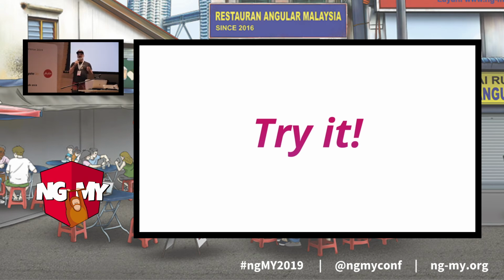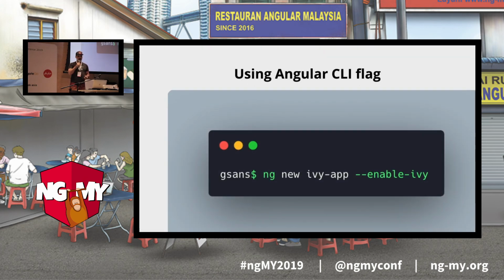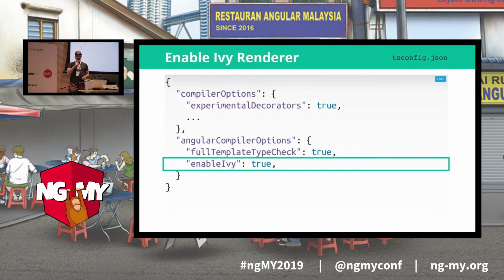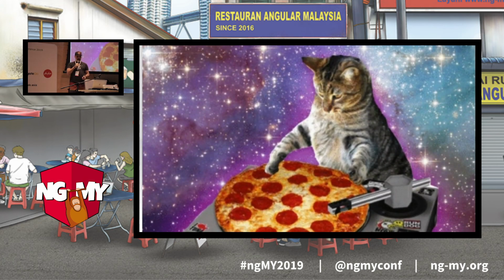So I just want to give you this call for action. Let's try it. We are in this phase where we are trying Ivy Renderer for different projects, and the core team is expecting people to give feedback and fix the bugs that may be in the code. So if you want to use Ivy today, you just need to run this flag. This is on the Angular CLI, so it's really easy. Enable Ivy. And if you already have your project running, you can also go into this configuration, Angular compiler options, and enable Ivy. Of course, you can do this on a branch. And the sky is the limit. You can do just silly stuff with this, like playing a pizza tune.